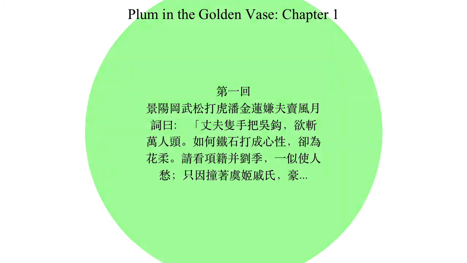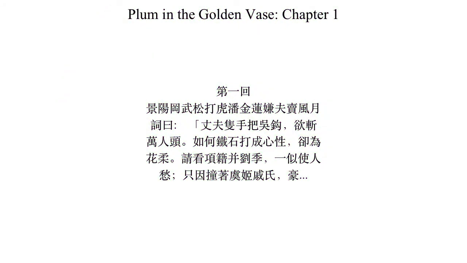Let's look just at the first chapter of The Plum in the Golden Vase. What we can see is, in its plain text form, it looks something like this. The first chapter tells us about Wu Song beating a tiger up in the mountains. But to go from this to a representation that we can study using linear algebra, we have to take a few steps. The first step is vectorization. Essentially what we want to do is take that plain text document and turn it into something that we can represent in space.